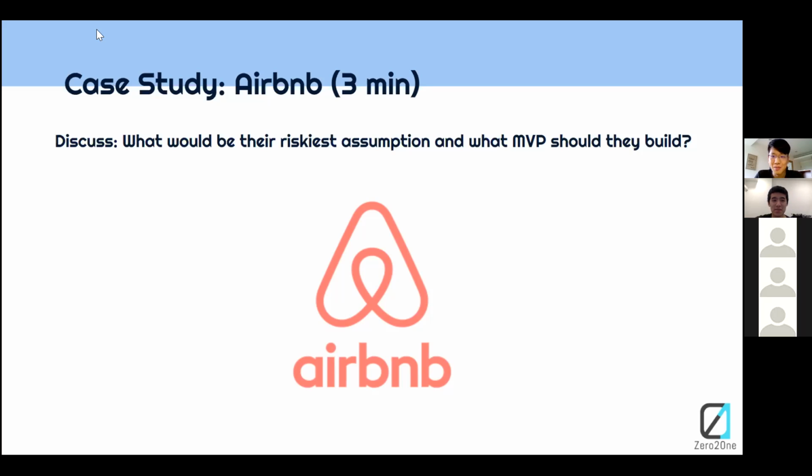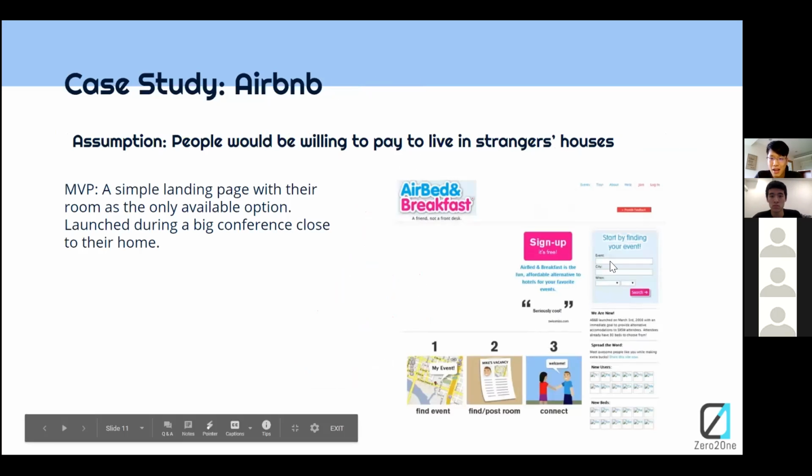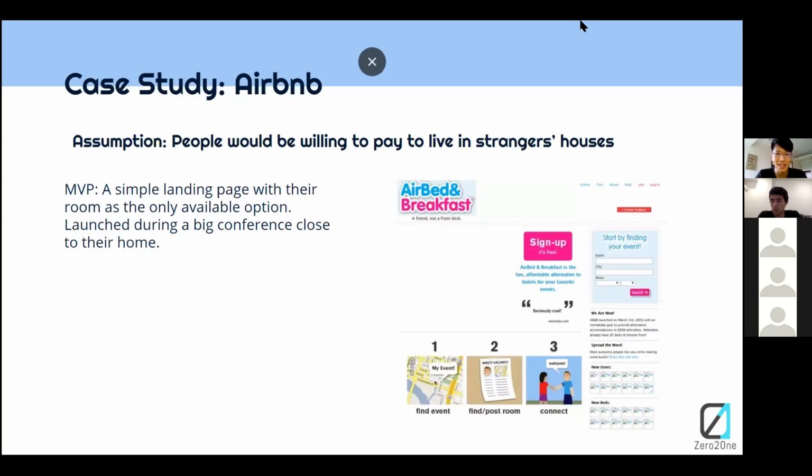Awesome. So you guys have some great ideas, and it's almost exactly like what you guys are thinking. The assumption was: will people even pay to live in strangers' houses at all? And this is what they did. They have a very simple page, and the room that was available at the very beginning was actually their own room, their own house. First of all, that would ensure at least safety. I won't risk someone's life right away. Maybe later on, but not right away.